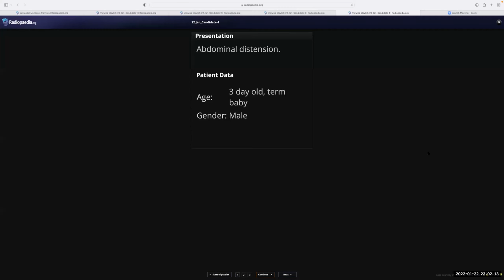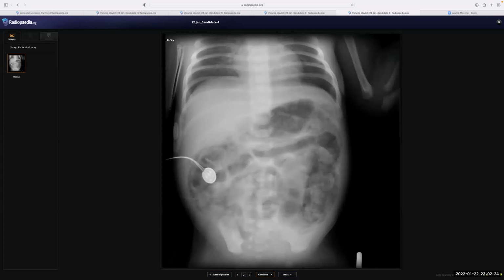Okay, Dr. Kanika. This is a case of a 3-day-old term baby male presenting with abdominal distension. I can see a frontal abdominal X-ray of a 3-day-old male patient, and I can see that there are a few dilated loops present in the abdomen, although they are not hugely dilated, but I can see that there are bubbly lucencies in the wall of the dilated loops, for which I have a suspicion of necrotizing enterocolitis.